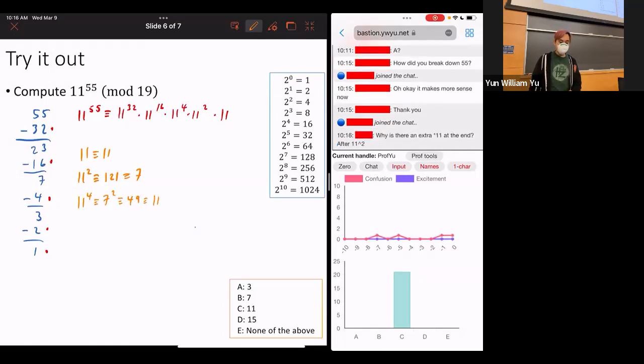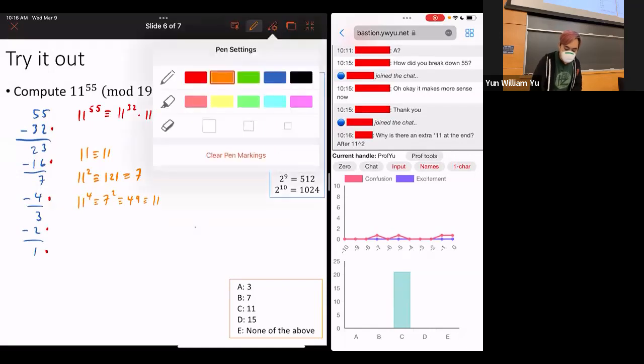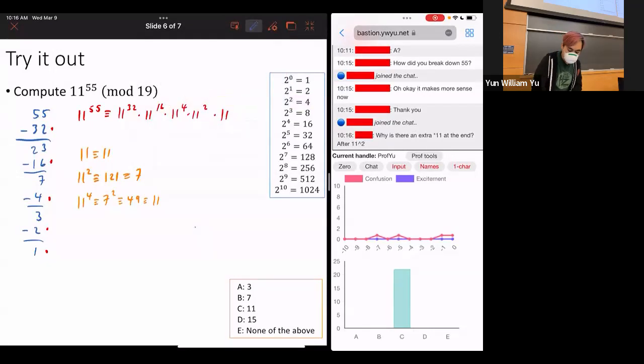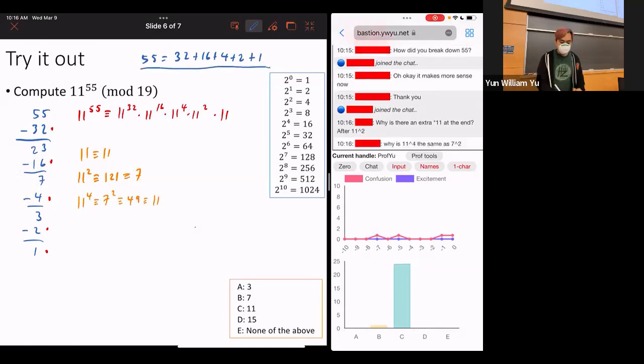Why is there an extra 11 at the end? Because the important thing is you need 55 to be equal to 32 plus 16 plus 4 plus 2 plus 1. Really all we're doing is breaking it up into some sum, and so you need this to be true. And so there's a 1 at the end because you had 1 left over.